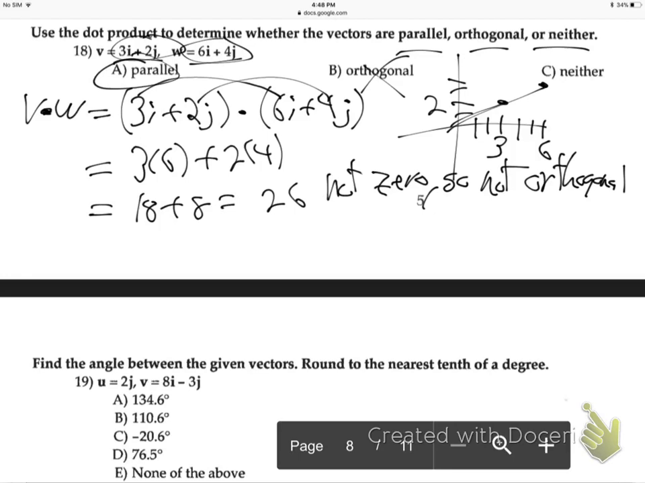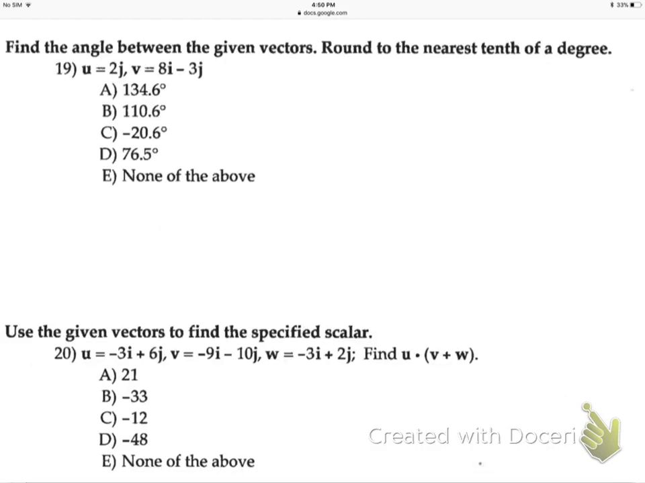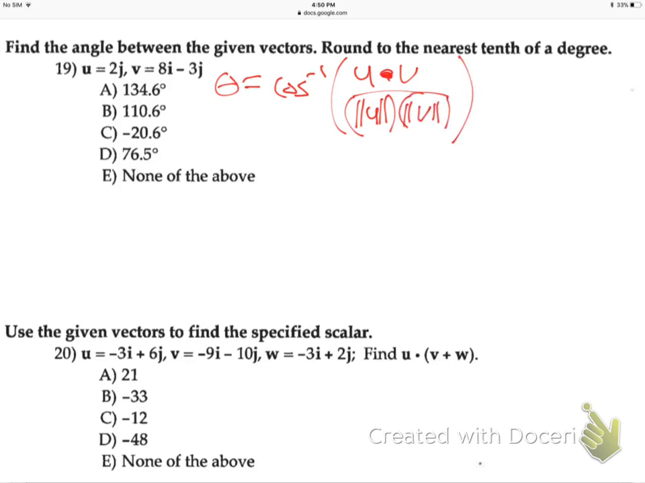Let's keep moving. Let me back up one second. 18 was parallel, and was A. Now number 19, they want me to find the angle between. There's a formula that says the angle between any two vectors is the inverse cosine of their dot product over the magnitude of the first one times the magnitude of the second one.